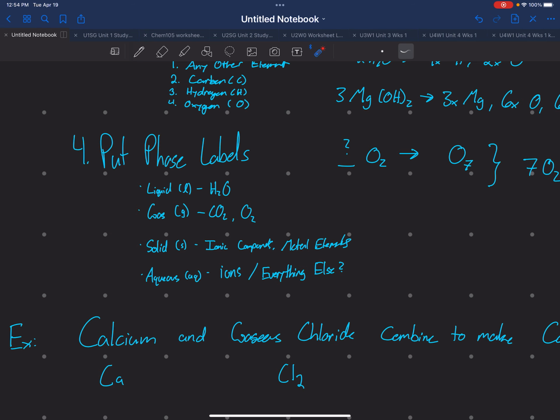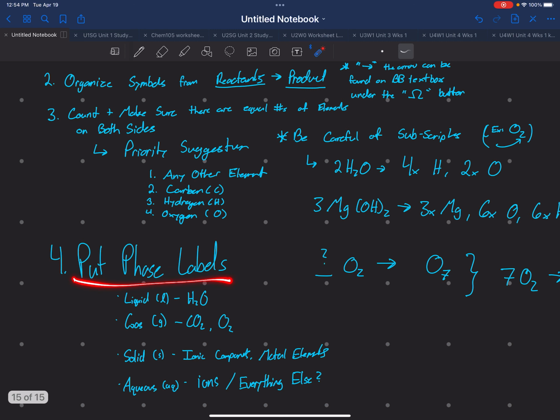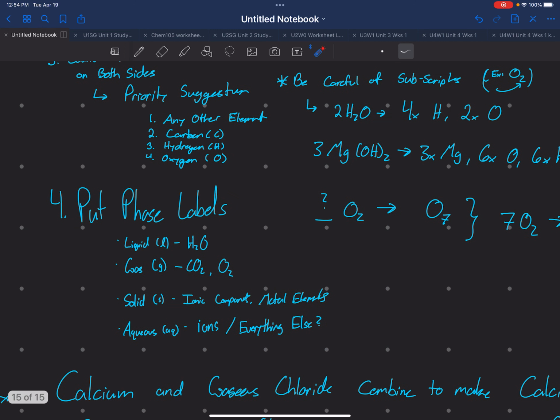And then last step, after you have the correct symbols, you organize them, and you count to make sure there are equal numbers on both sides: put phase labels. To be honest, I'm not too confident on this part, right? Liquids are indicated with the parentheses L. I know H2O is a liquid, and that's about it.